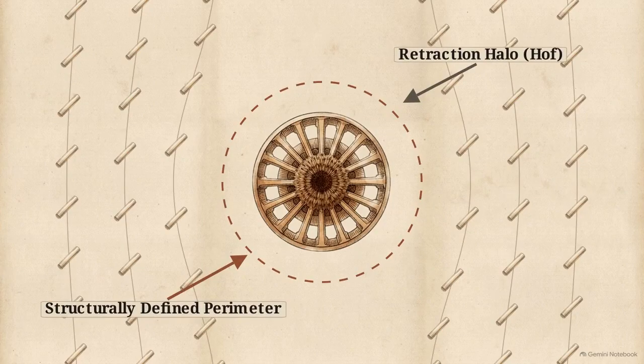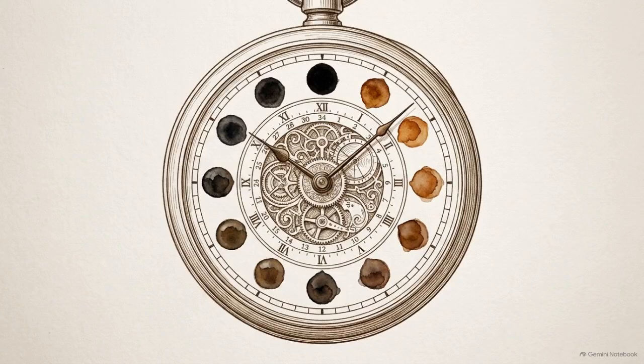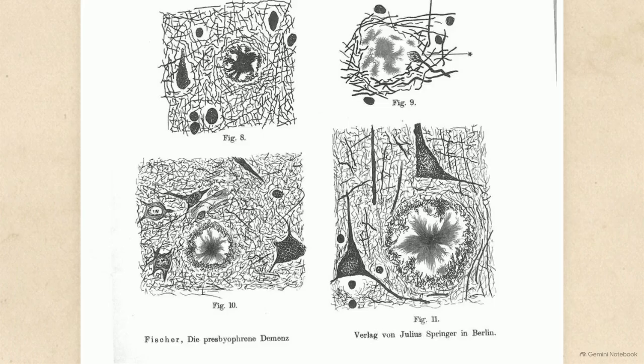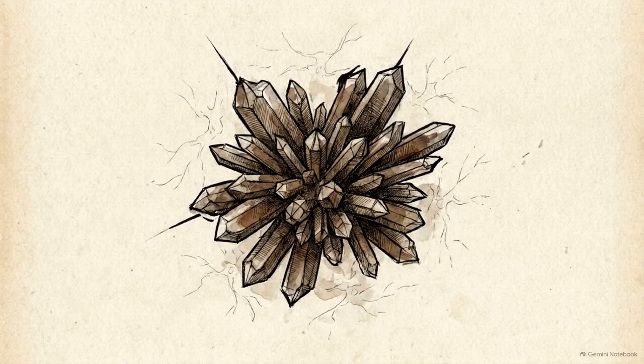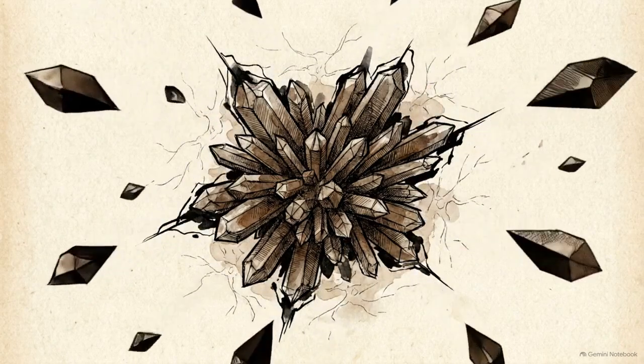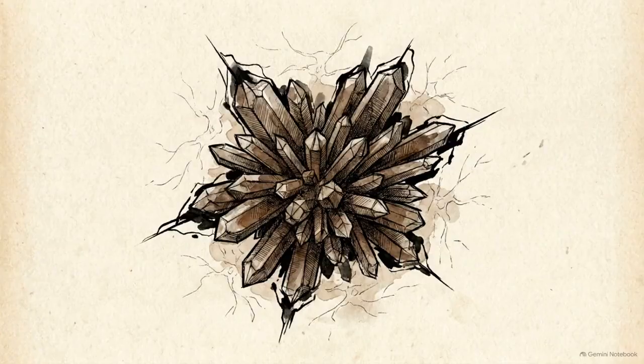Fischer lacked modern chronological tracking, so he built an internal clock out of his stain. He noticed that young silver-impregnated threads stain black, while older threads take on a brownish tint. When he applied this rule to a single mature plaque, the center of the deposit appeared brown, and the marginal rim appeared black. If the outer rim is the youngest color, the plaque must grow by accreting outward, continuously adding new material to its periphery.